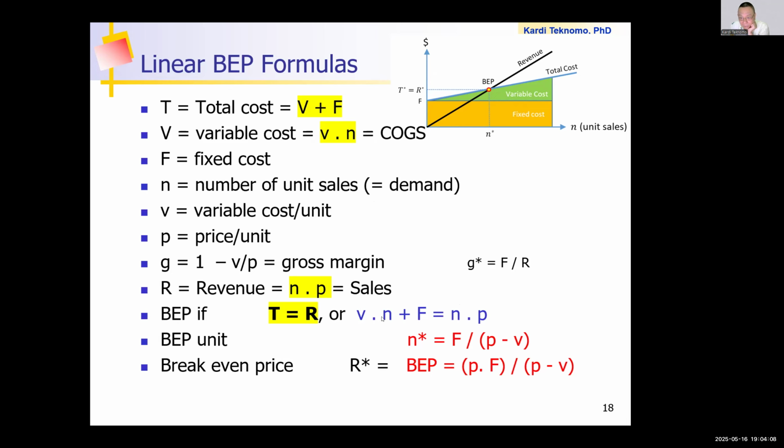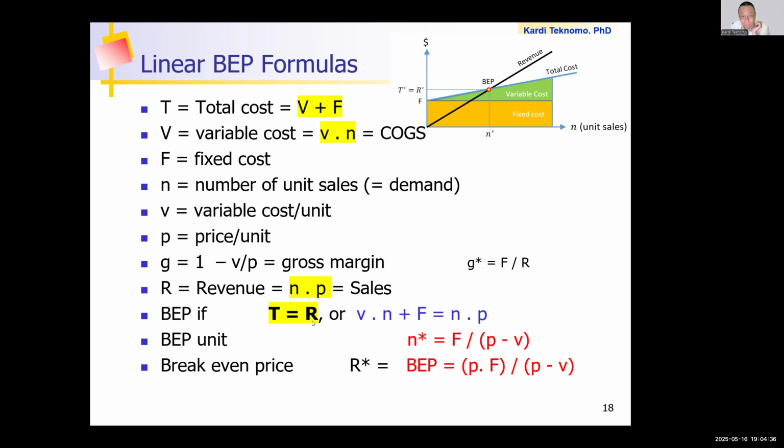Okay, so there is n on the left-hand side, there is n on the right-hand side, so I can just use algebra, put it on the same side, and then I can put it into this formula. So why do I put a star here? Because this is BEP. Again, this is the revenue star, that means this is the BEP. BEP means the total cost equals the revenue.